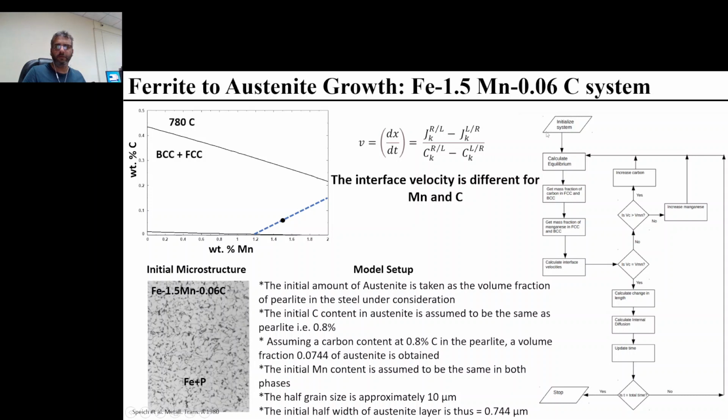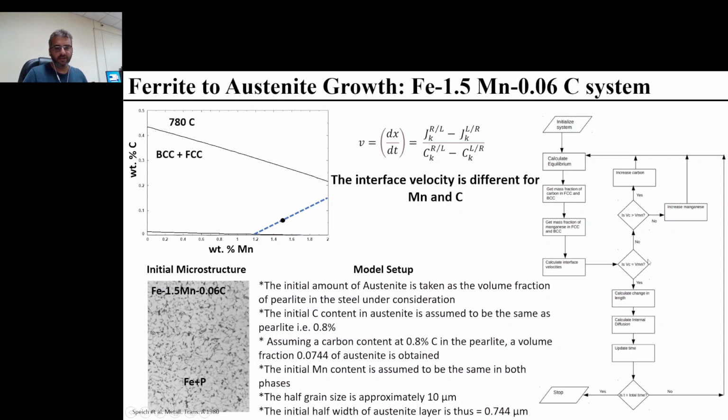So, how do we start this problem? We initialize the system and do the first set of calculations by doing a point calculation using ChemApp. We get the mass fractions of carbon and manganese in both FCC and BCC phase. We calculate the interface velocity because we know the flux, we know the interface compositions, and we check for this condition continuously.